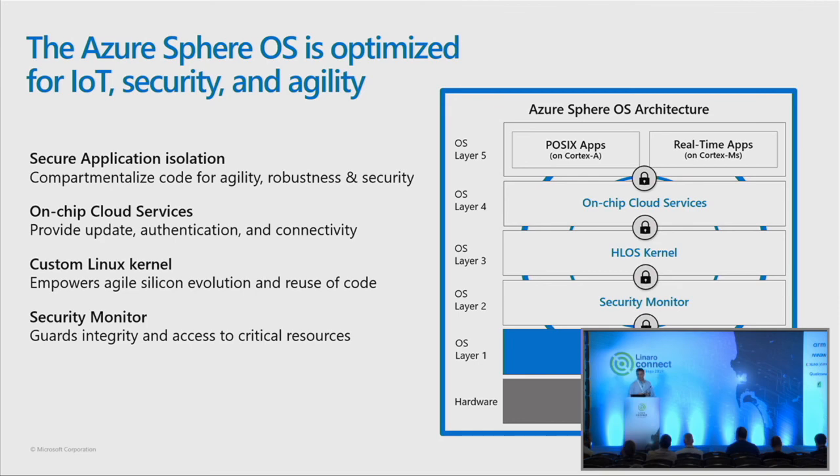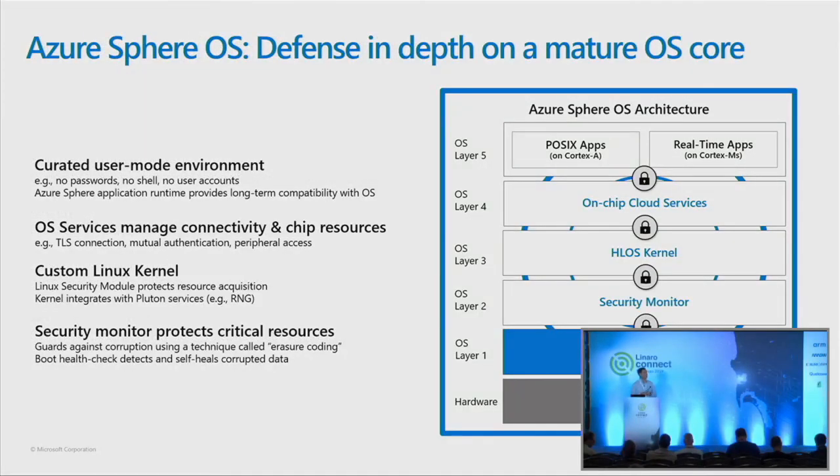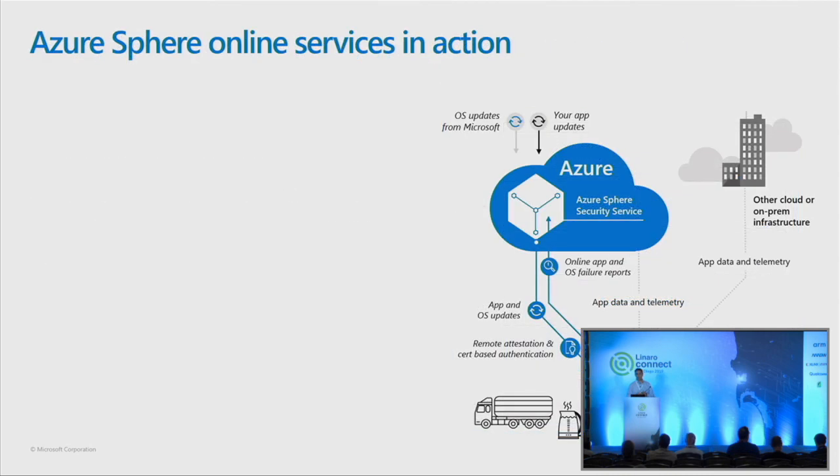So, as Ryan mentioned earlier, really we get into the OS, the defense in depth strategy. We have this curated user environment. We have the OS services to manage connectivity and chip resources, our Linux kernel, and we have the security monitor that protects access to those resources and manages things like ensuring that it's the only thing that can write to flash. I wanted to come back to the Azure Sphere services.